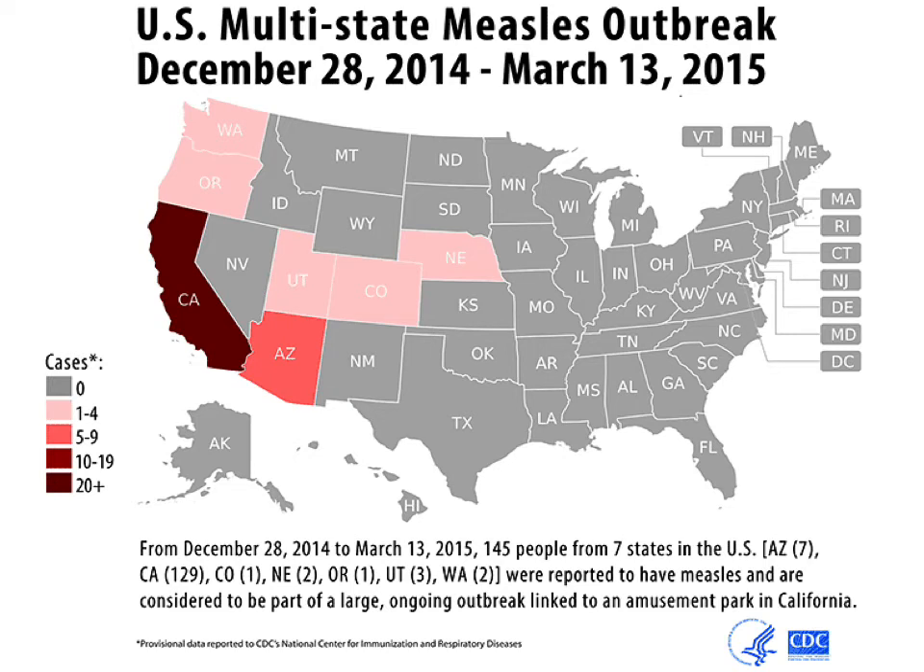The United States experienced a large multi-state measles outbreak linked to an amusement park in California. The outbreak likely started from a traveler who had become infected overseas with measles, then visited the amusement park while infectious. However, no source was identified. Analysis by CDC showed that the measles virus type in this outbreak was identical to the virus type that caused the large 2014 outbreak in the Philippines.